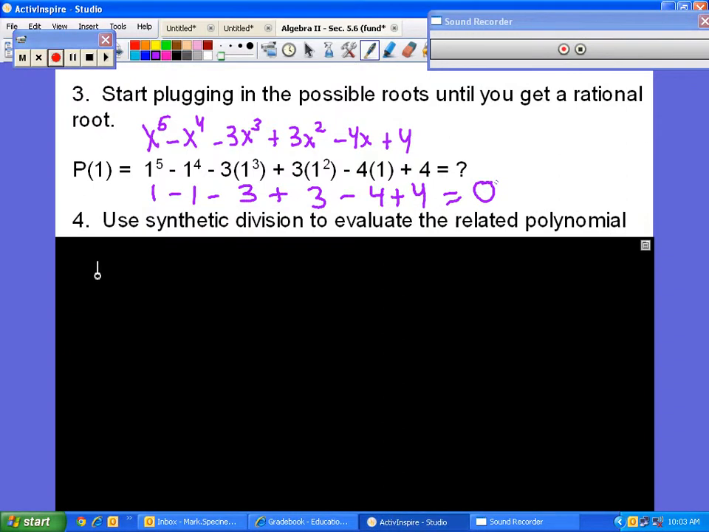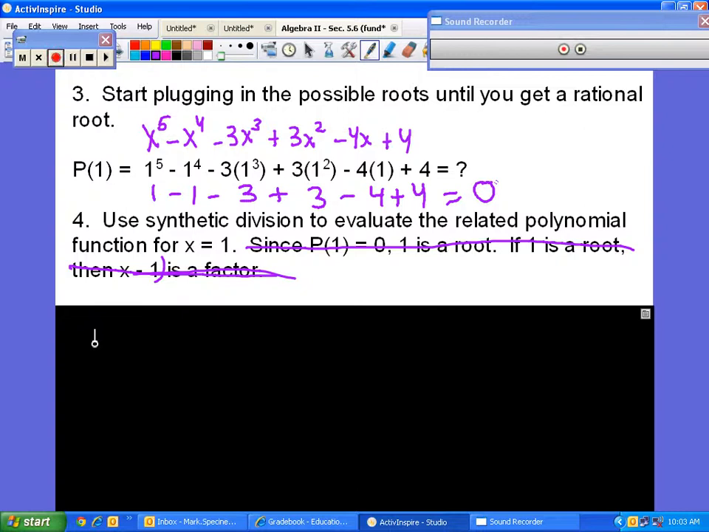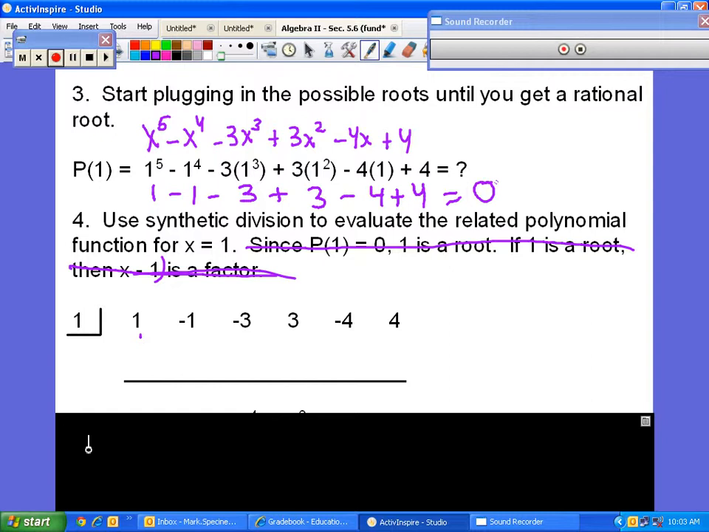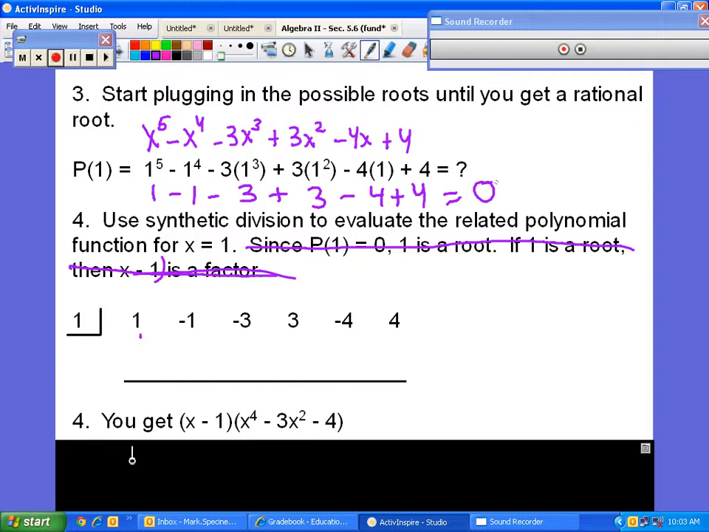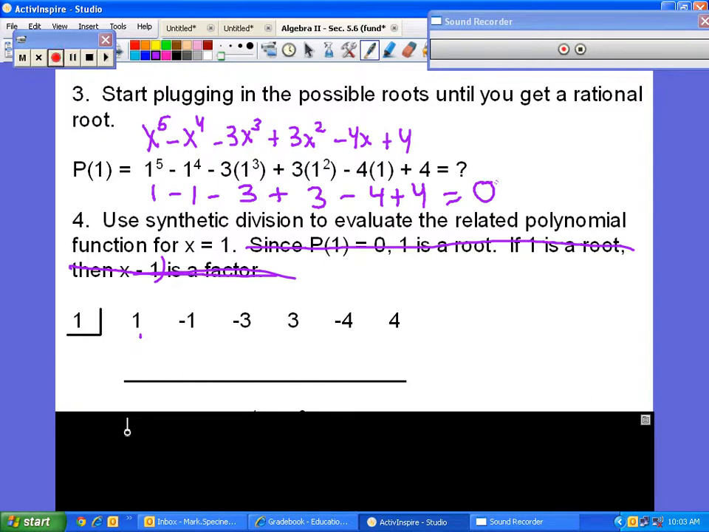Okay. All right, the next step, once we get a rational root, is we're going to then use synthetic division with this value in the box. That's what this means. Use synthetic division to divide the polynomial. This is my number that goes in the box. So my synthetic division is going to look like this.